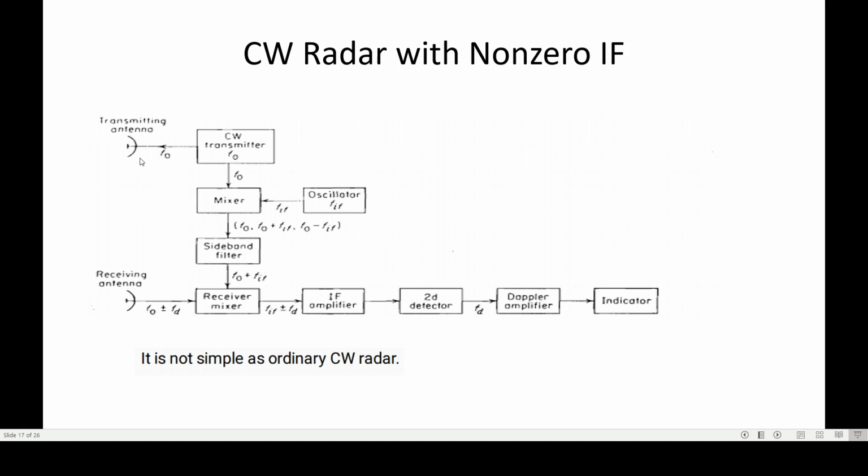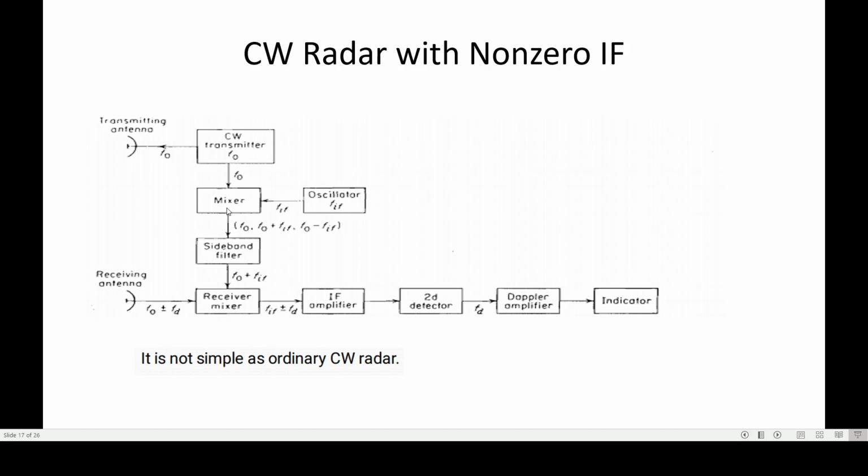The transmitting antenna here sends frequency f0, and this f0 is mixed with the oscillator frequency fIF, the intermediate frequency. When we mix the signal, mixing is simply multiplication. Multiplication is not like multiplying two digits, like 6 into 5 is equal to 30. It's a multiplication of cosine components, trigonometric functions. Suppose cos a into cos b equals cos(a plus b) plus cos(a minus b). If there is a DC component, the DC component will also be there.